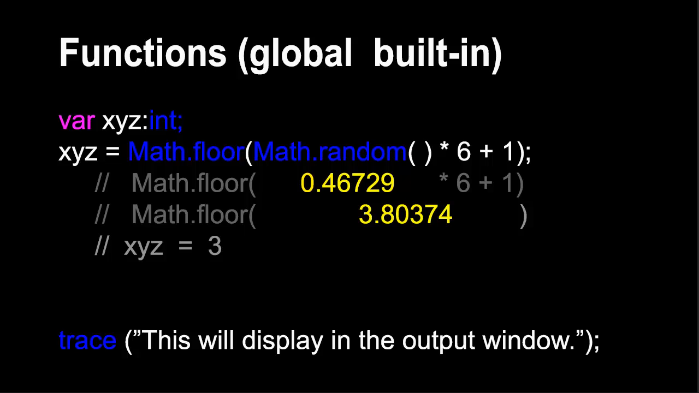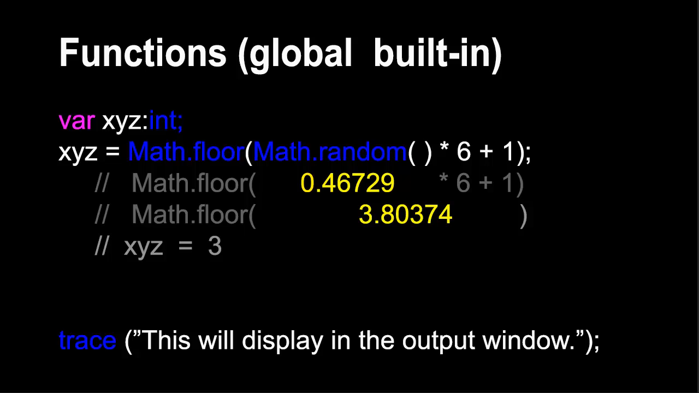Here's a snippet of code in which I have xyz as an integer variable, and then I can use the Math.random function or method to generate a number between 0 and 1, multiply that by 6, add 1 to it, and then take that result and call it in the Math.floor function, which will truncate the decimal. We've used this in the past when we wanted to roll a die. This will give us a number between 1 and 6.